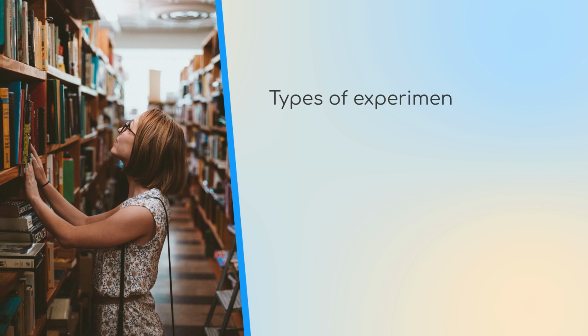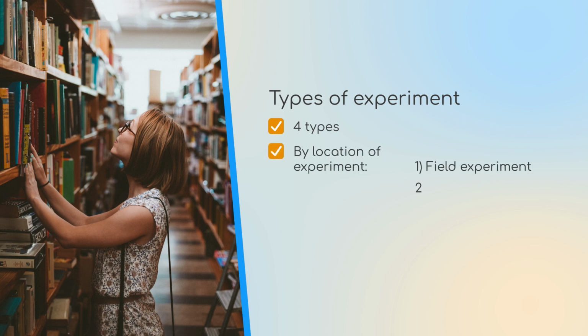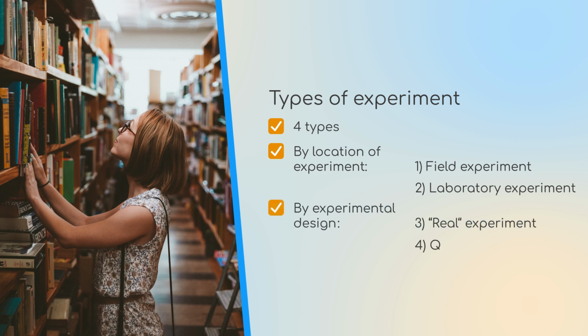Now that you know what essentially constitutes an experiment, we can look at the different forms of a scientific experiment. Altogether, 4 types can be distinguished. They can be classified according to the location of the experiment and the experimental design. The field experiment and the laboratory experiment are distinguished according to the location, the real experiment and the quasi experiment according to the experimental design.